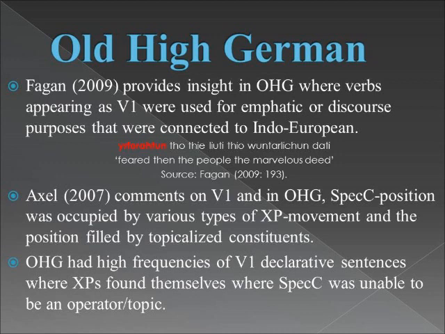And so Axel 2007 comments on the V1 in Old High German, and the specifier C position was occupied by various types of XP movement, and the position is filled by topicalized constituents. And then Old High German had high frequencies of V1 in declarative sentences where XPs were to find themselves, where the specifier C was unable to be an operator or a topic.